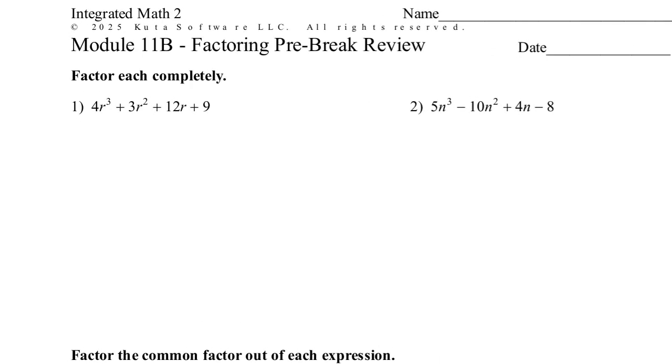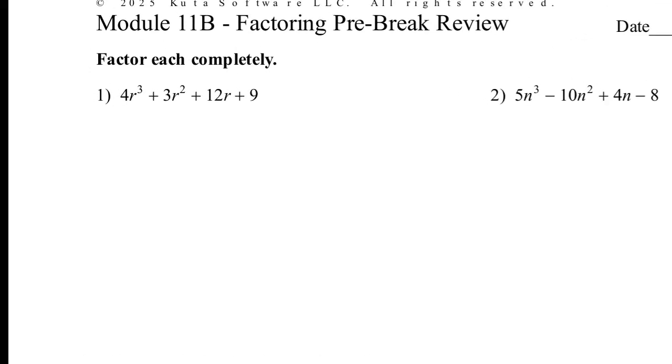Okay, so we have 4 terms, but I always should check for a GCF first. So greatest common factor. You look at your smallest coefficient, which in this case would be 3, and you say, does 3 divide into all of these other coefficients or constants? Well, it doesn't divide into 4 evenly. And do I have an R in every single term? No. So I don't have a GCF.